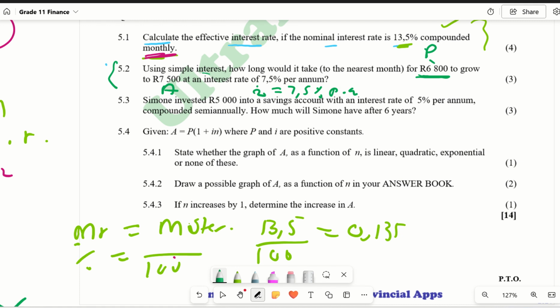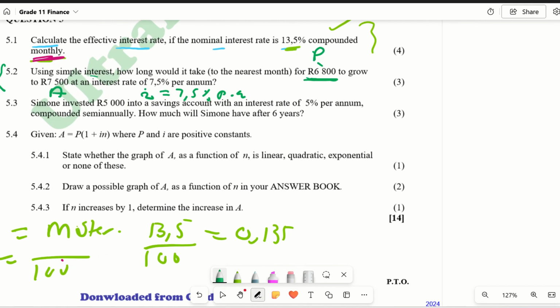So they ask you to use the simple interest formula. The simple interest formula is A equals P times (1 plus I times N), where A is the amount accrued, the final amount you get at the end of the investment. P is the initial amount of investment that you put into the bank account or whatever investment vehicle it is, and I is the interest.